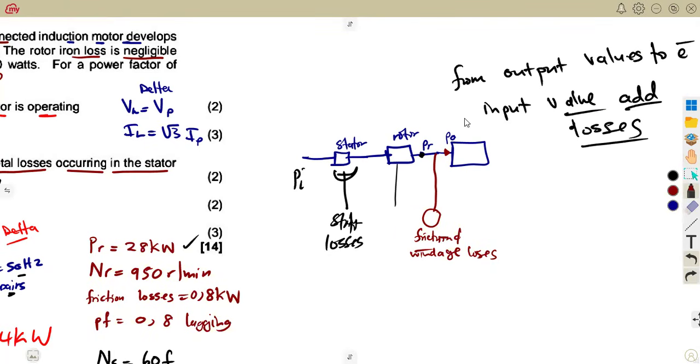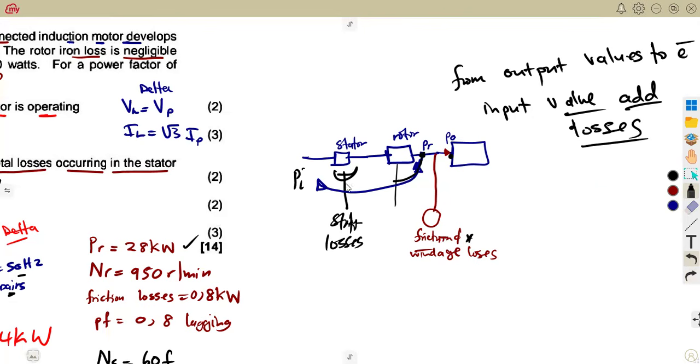In this case, we must add the losses that are there in between the output of the rotor, which is the PR, and the input. In between these two, which losses do we have? If you take the friction and windage losses, they are not to be considered. They are not in between. When you move from the rotor output to the actual mechanical output, that's when the friction is to be considered.